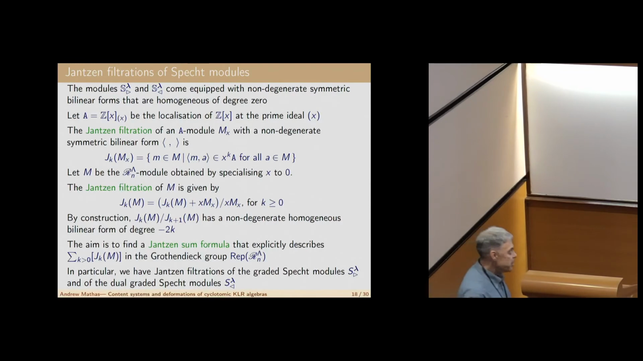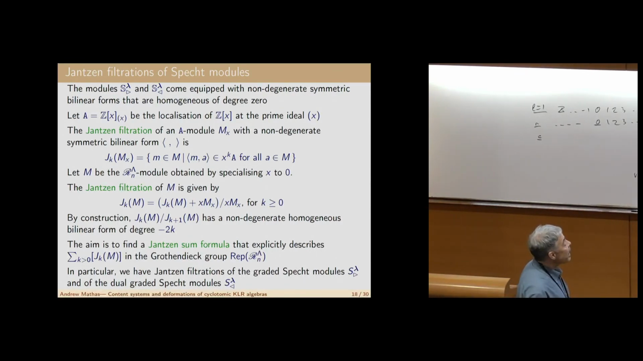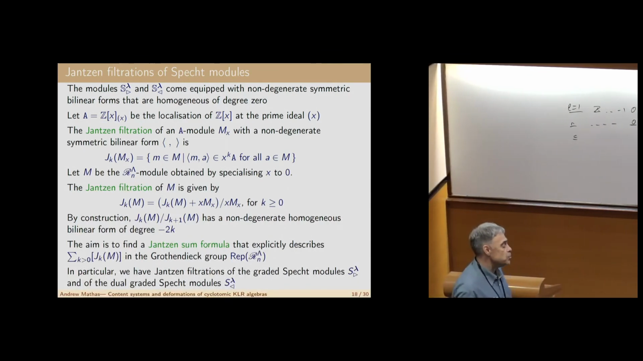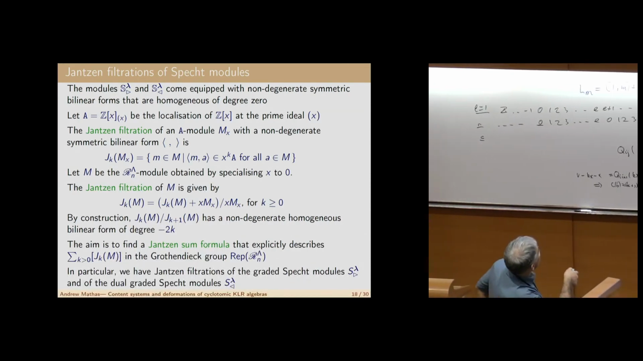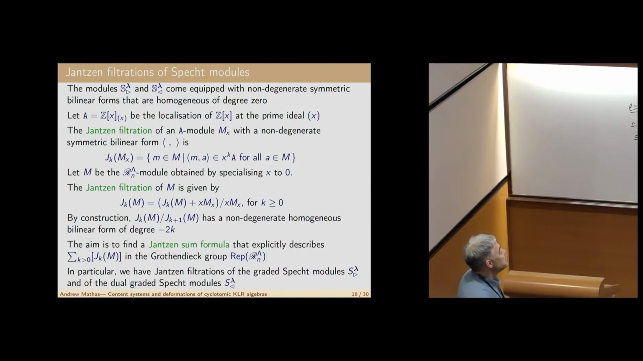So Jantzen filtrations have been around for a long time, but these are now honest graded filtrations. So I have a Jantzen sum formula for these modules. I'm not going to show it to you. But the formula I have is still wrong in some sense, because the formula I have is for this sum where you forget the grading. So I haven't managed to incorporate the grading into the picture yet. But I'm optimistic that I can do this.